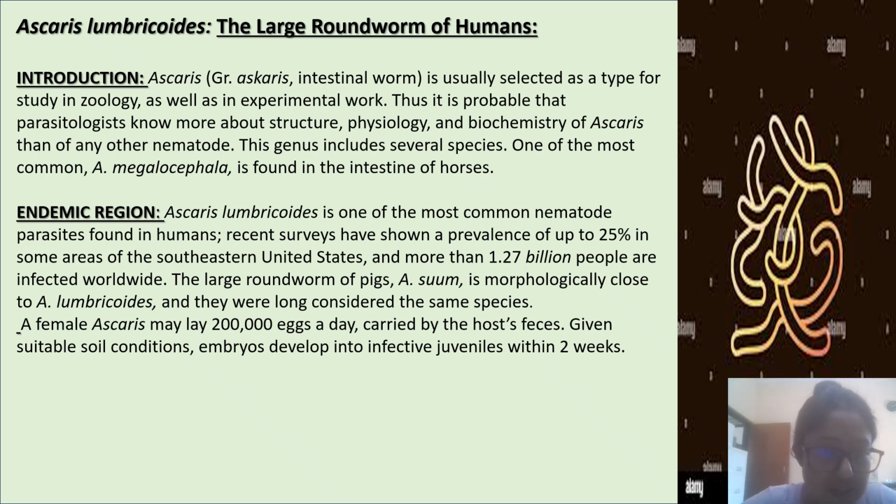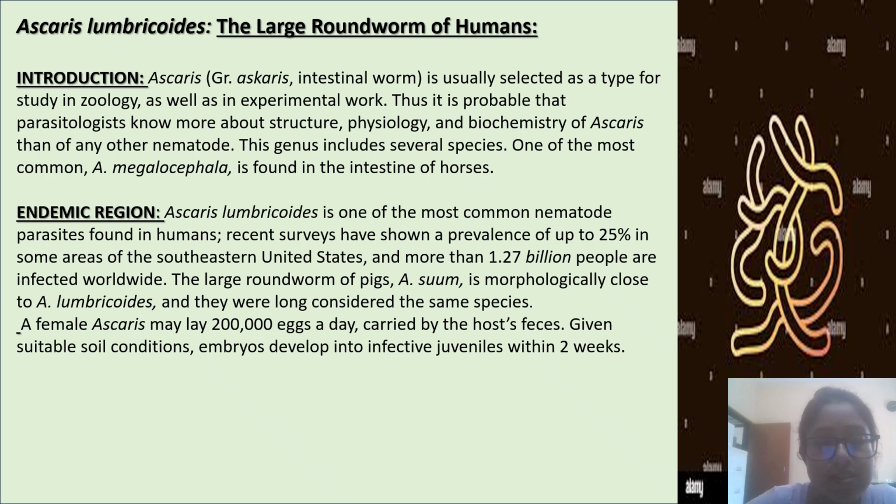Next, endemic region. Ascaris lumbricoides is one of the most common nematode parasites found in humans. Recent surveys have shown a prevalence of up to 25% in some areas of the southeastern United States, and more than 1.27 billion people are infected worldwide. The large roundworm of pigs, Ascaris suum, is morphologically close to Ascaris lumbricoides, and they were long considered the same species.